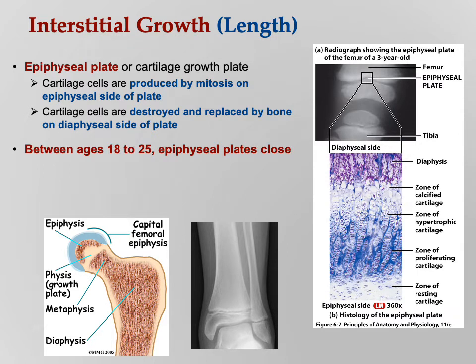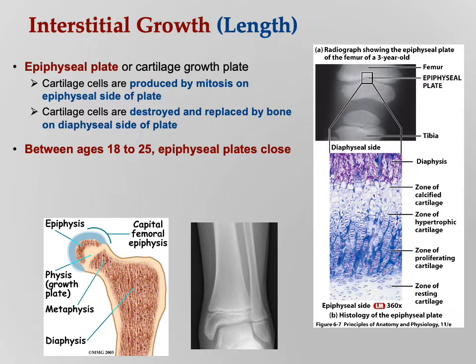Somewhere between the ages of 18 to 25, typically, the epiphyseal plates close. That's just the normal way it works. Otherwise, you'd keep growing in length your whole life, you'd end up being 200 feet high, and that won't work. It'd be very hard to get into your car if that were true.